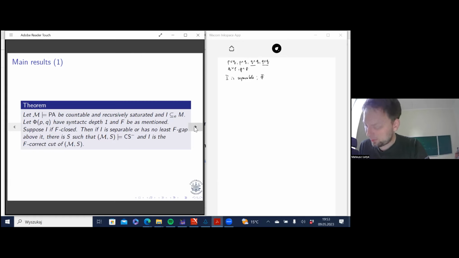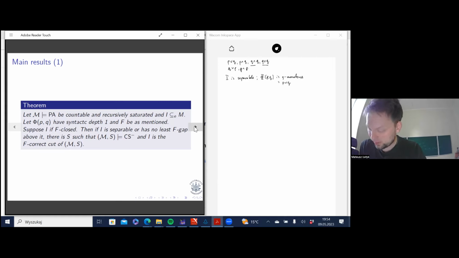And moreover, phi of PQ is Q monotone. For simplicity, we can assume that this is, for example, P or Q. Right. So what is our basic strategy? We'll follow the strategy invented by James Schmerl of building larger and larger approximations to our desired satisfaction classes.